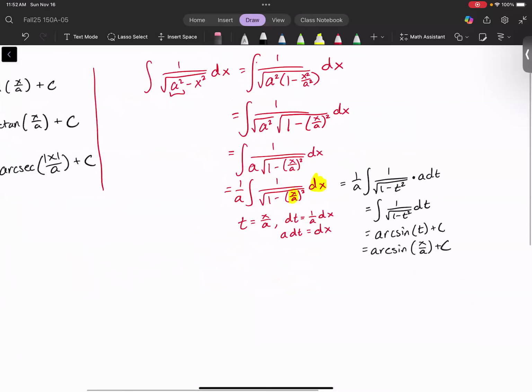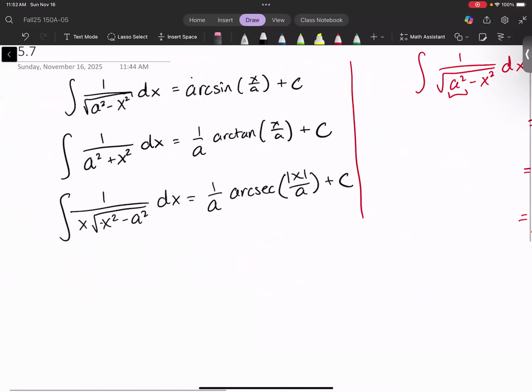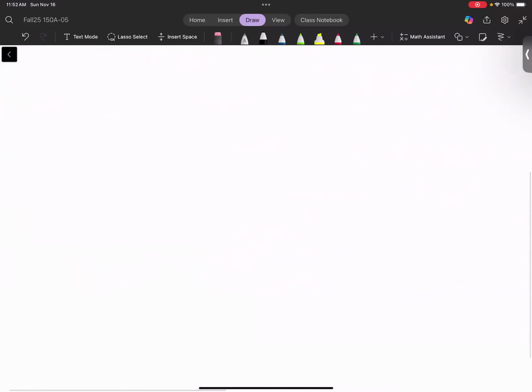Okay. So, like I said, we could do these if we know our arctrig derivatives. Okay. Well, let's try using it. Let's try using it. Okay. How does this look?